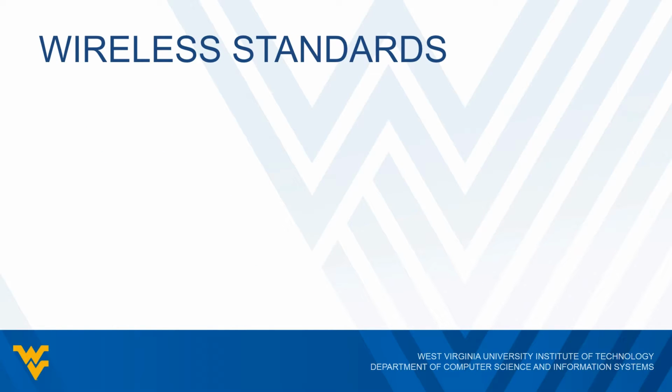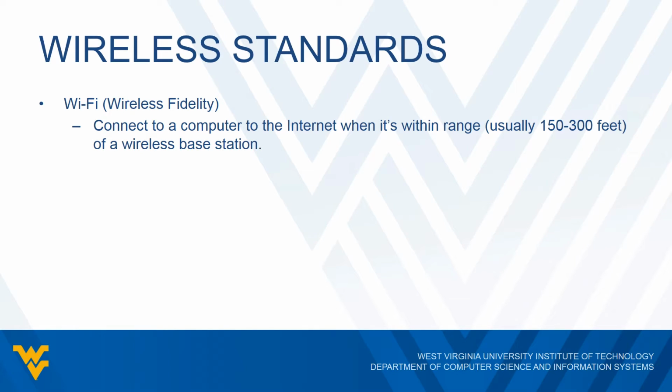One of the most widely used standards for wireless local access is called Wi-Fi, which is short for wireless fidelity. Wi-Fi is used to connect a computer to the internet whenever it's within range of a wireless base station, and usually this is within 150 to 300 feet. In fact, most businesses will advertise that they have Wi-Fi hotspots, which is basically a router. That's really all we're talking about here.